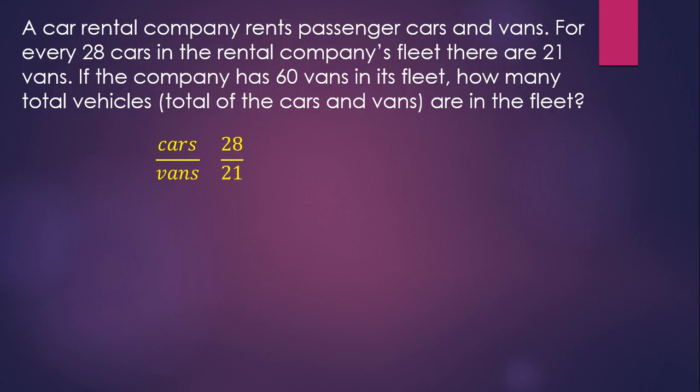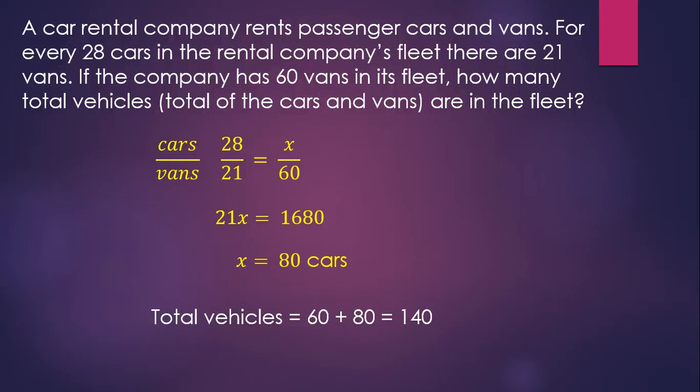The ratio of cars to vans is 28 to 21, and we know there are 60 vans in the fleet, so we can use that to find the number of cars in the fleet. If there's 60 vans, there have to be 80 cars. But we're asked how many total vehicles there are, the total of the cars and the vans. So there's 60 vans and there's 80 cars, so the total vehicles is 140.